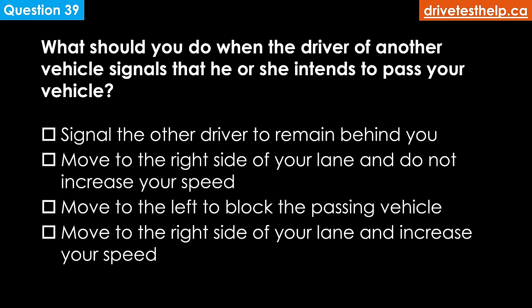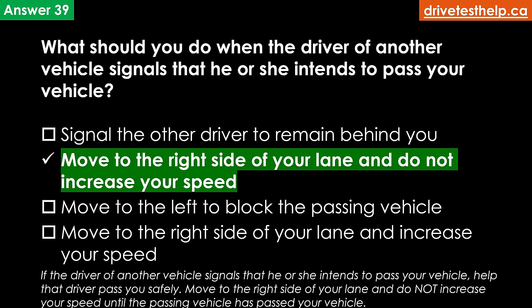What should you do when the driver of another vehicle signals that he or she intends to pass your vehicle? Signal the other driver to remain behind you. Move to the right side of your lane and do not increase your speed. Move to the left to block the passing vehicle. Move to the right side of your lane and increase your speed. The correct answer, move to the right side of your lane and do not increase your speed.